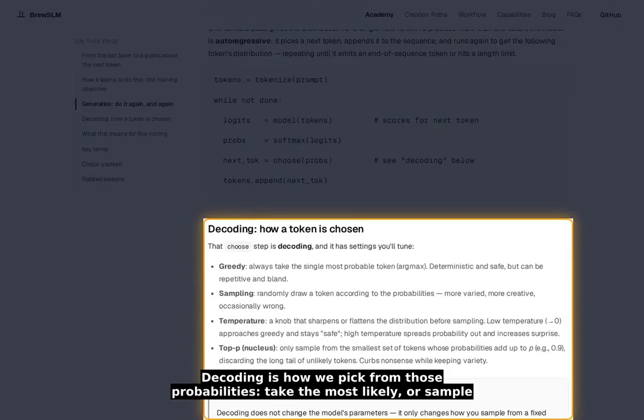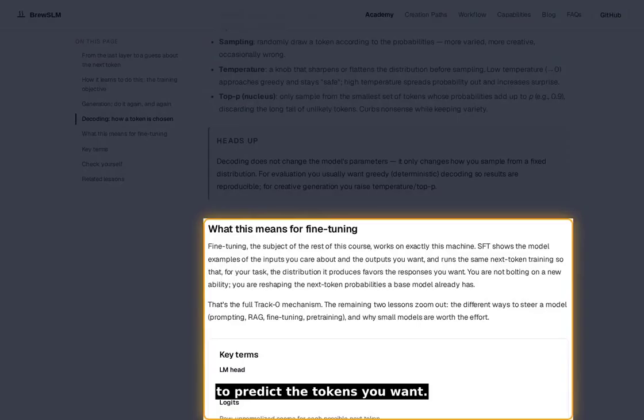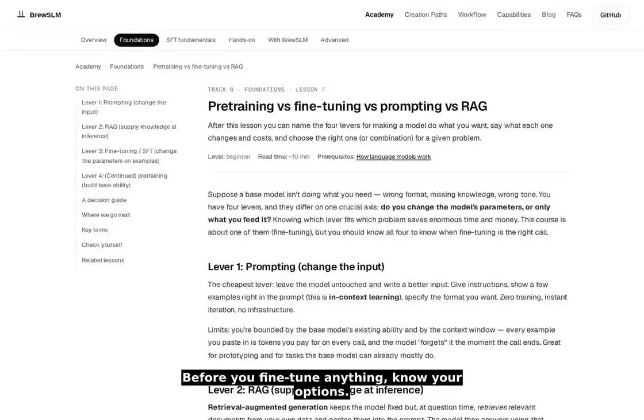Take the most likely, or sample for variety. And this is exactly what fine-tuning adjusts. The same next token machine, retrained to predict the tokens you want. Before you fine-tune anything, know your options.